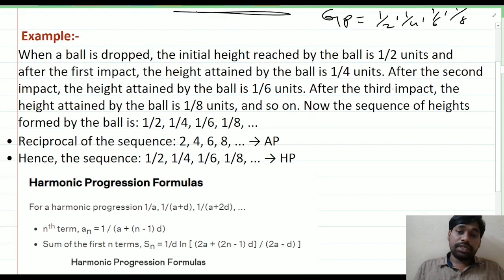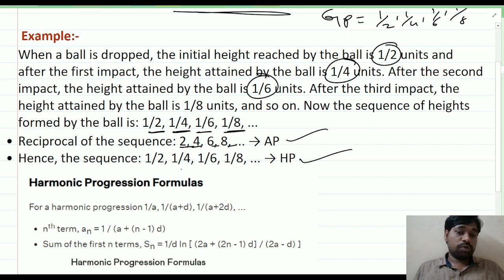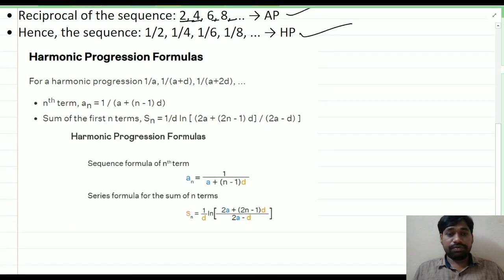What is an example? When a ball is dropped, initially it bounces half, next it is decreased again by half, again decreased by half, then the sequence of numbers is 1 by 2, 1 by 4, 1 by 6, 1 by 8 and so on. So 2, 4, 6, 8 is AP, then the HP becomes 1 by 2, 1 by 4, 1 by 6, 1 by 8. Same formulas apply, only the sum of terms formula will differ. The nth term is the reciprocal, and the sum of terms formula will change.